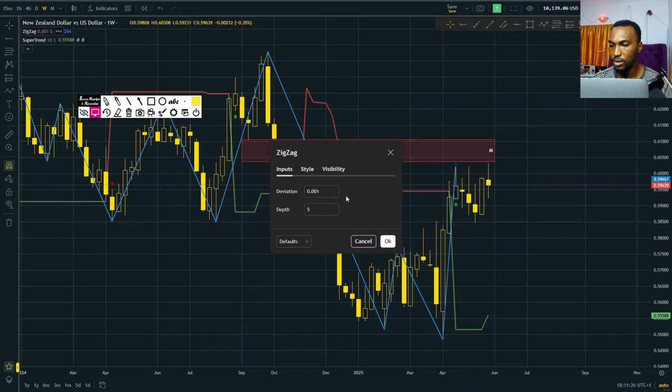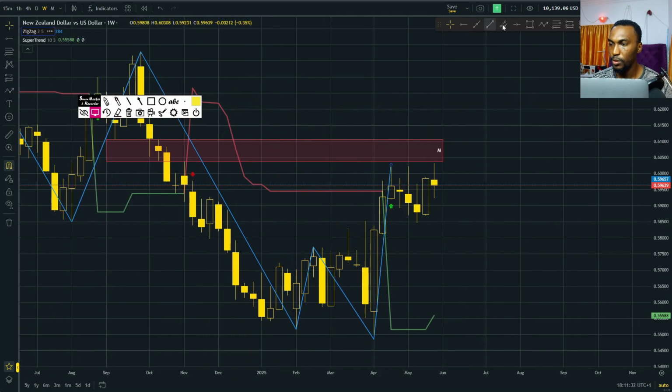If I reduce this to this point, that's too much. So if you just look at this fair value gap right here, look at this fair value gap right here. You had an overlapping defense, and in the case of fair value areas, this is what you end up having.